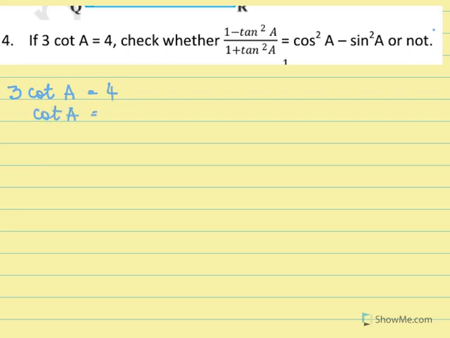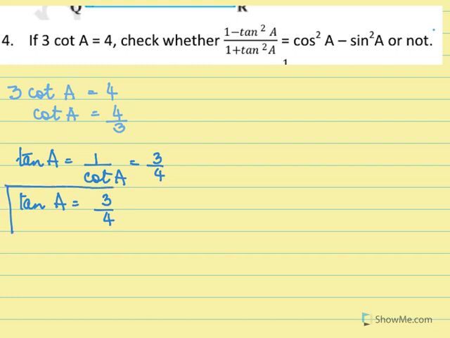So cot A is 4 by 3. If cot A is 4 by 3, we can say tan is reciprocal of cot. So tan A is 1 over cot A, and that will be 3 by 4. So this is important and we are going to use this. Tan A is 3 by 4.